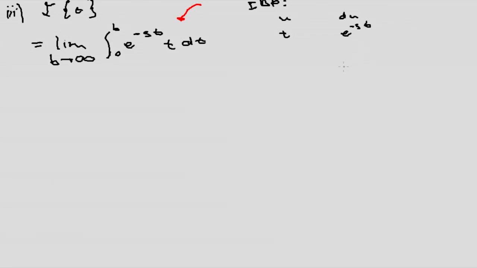So, what we'll do here is differentiate the u part. The derivative of t is simply 1, the derivative of 1 is 0. This is the shortcut. We have a table. And we integrate the dv part. So it will be negative 1 over s e raised to negative st, then positive 1 over s squared e raised to negative st.